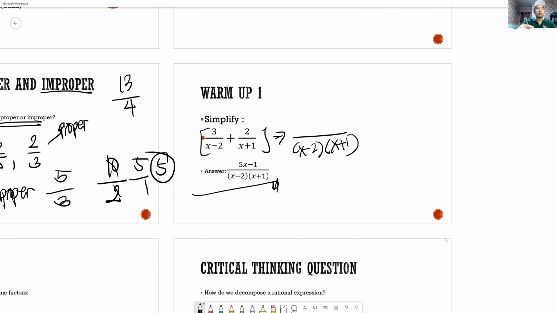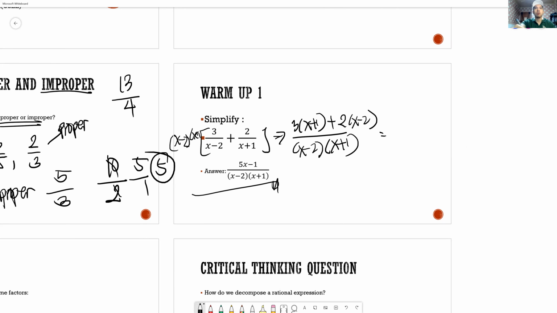Then we multiply that with also this. So x minus 2 and x plus 1 divided by x minus 2. So that would be x plus 1. Therefore, that would be 3 times x plus 1. We carry over the sign, positive. This divided by x plus 1, so that would be x minus 2 times 2.